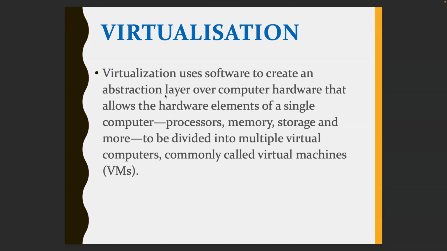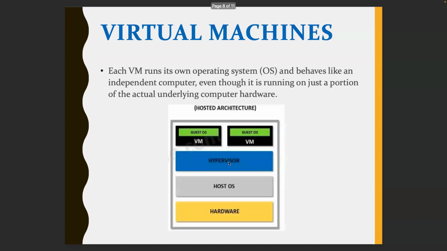That's where the virtualization concept comes in. On your laptop, you can have a virtual machine. A virtual machine uses software to create an abstraction layer over computer hardware that allows the hardware elements of a single computer, such as processor, memory, and storage, to be divided into multiple virtual computers. It provides a layer of abstraction on the actual hardware, the hardware of your laptop, so that it can be divided into multiple virtual machines.